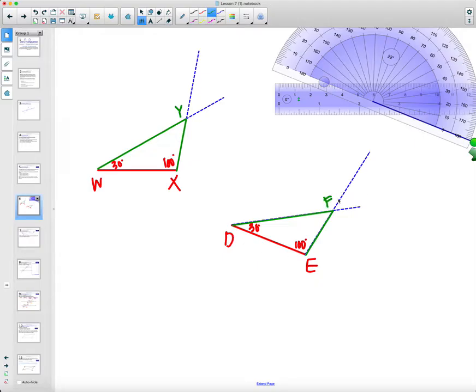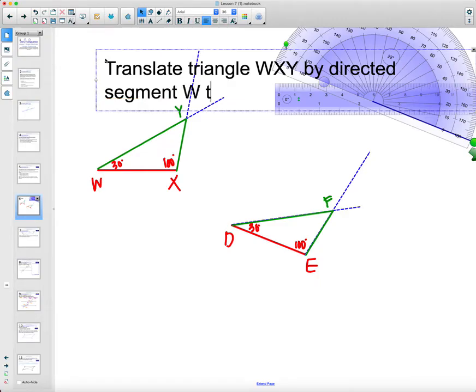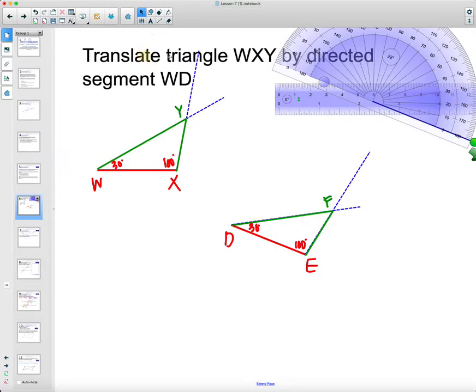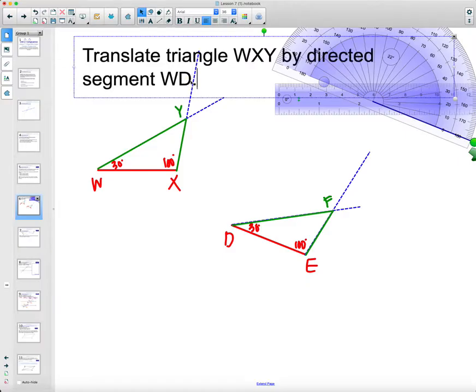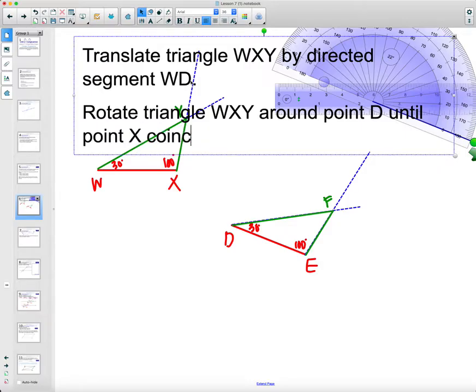So describing a rigid motion for mine, I would say I'm going to translate triangle WXY by directed segment WD. Okay, so meaning I'm going to move from W to D. And then since now W would be on D, then I'm going to rotate triangle WXY around point D, the one that we have together now. We moved W to D. So I'm going to use that for my center until point X coincides with E.